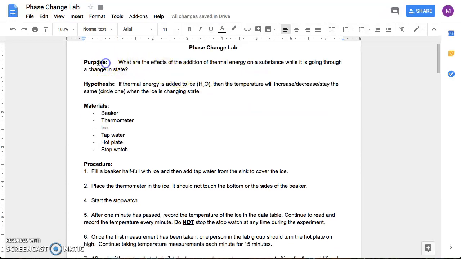I'm going to explain the last lab that we did, the phase change lab. So in this lab, if we look at our purpose, it is: what are the effects of the addition of thermal energy on a substance while it's going through a change in state? We're focusing in on phase changes here, all right?